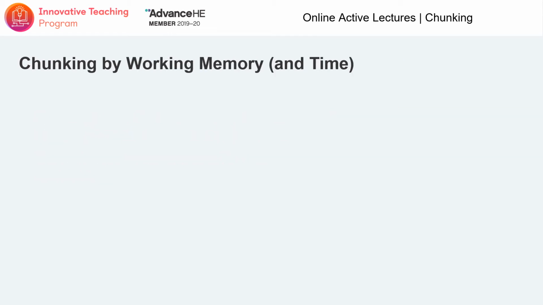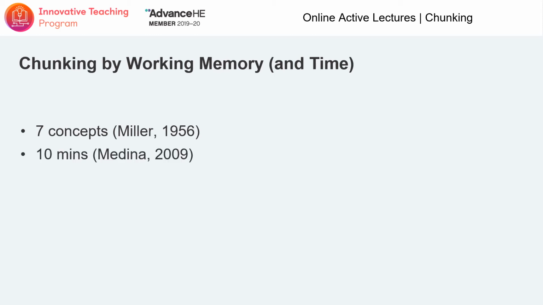Let's think about chunking by working memory and time. So back in the 50s, George Miller understood chunking by working memory, that we could hold 7 concepts. Cognitive researchers tried to understand more about working memory and the type of information being processed, but there's really no set formula. It's a balance. It's always a balance, and especially with our students. Lately, John Medina has recommended perhaps 10 minutes for a lecture, and Stephen Brookfield recommended 12 minutes.